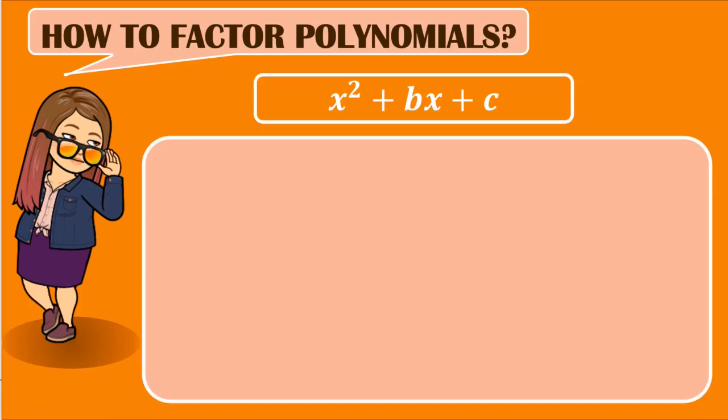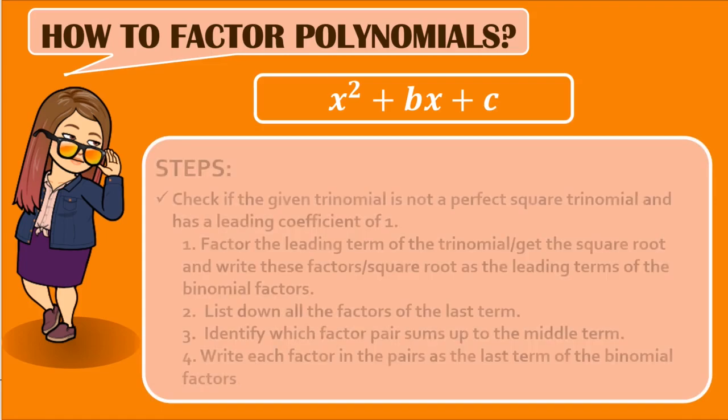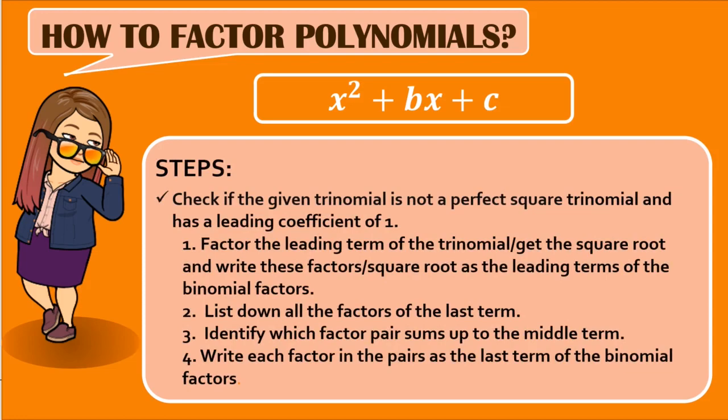So what are the steps that we have to follow in factoring these? Of course, we have to check first if the given trinomial is not a perfect square and the leading coefficient is 1. And then in factoring, the first thing you have to do is factor the leading term of the trinomial, or simply get its square root and write these as the leading terms of the binomial factors. Second, we'll list down all the factors of the last term. And then third, identify which of these factors sums up to the middle term. Then fourth, write each factor in the pair as the last term of the binomial factors.